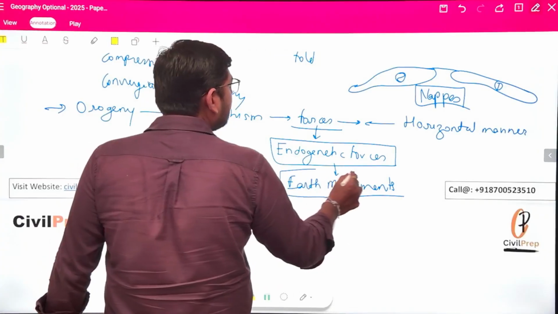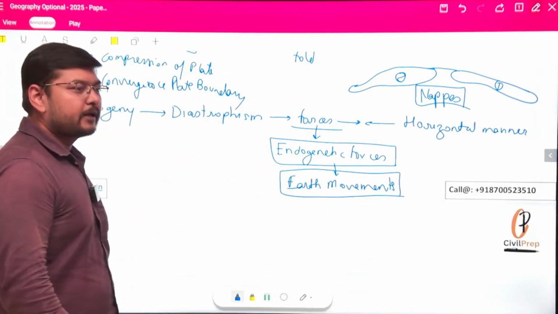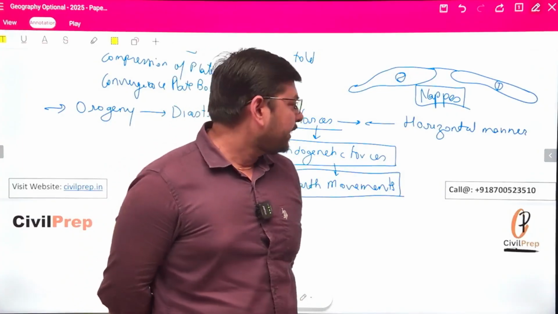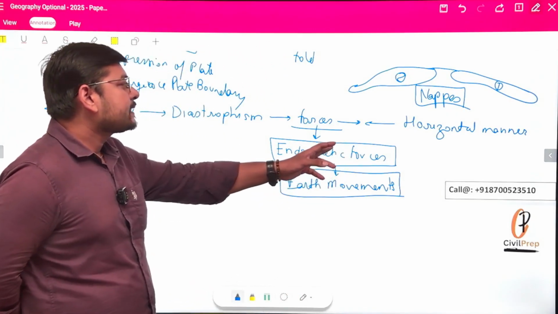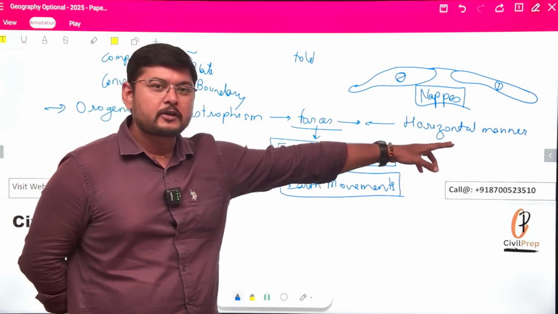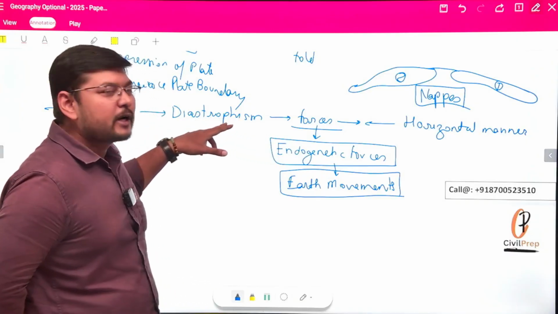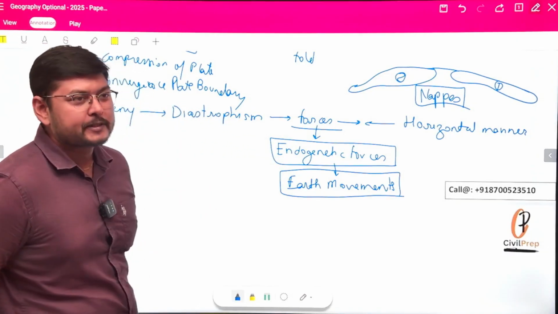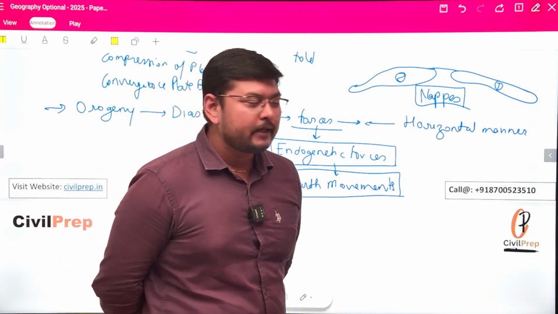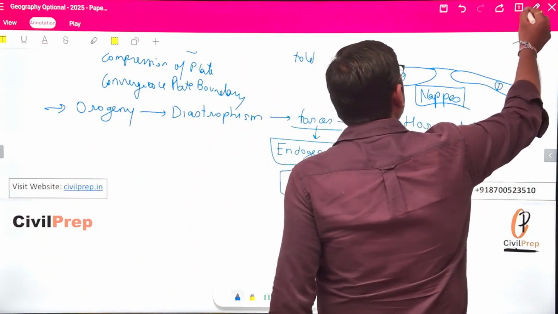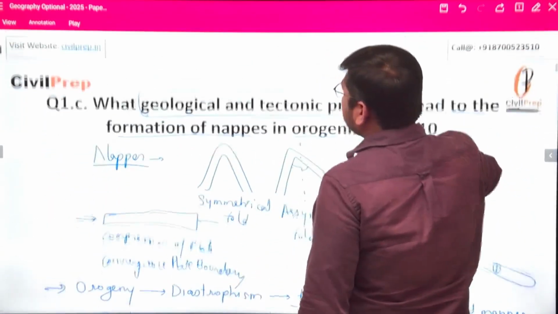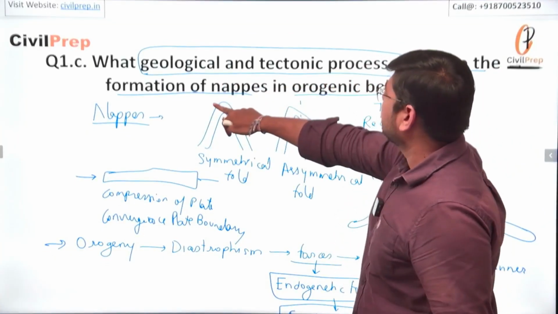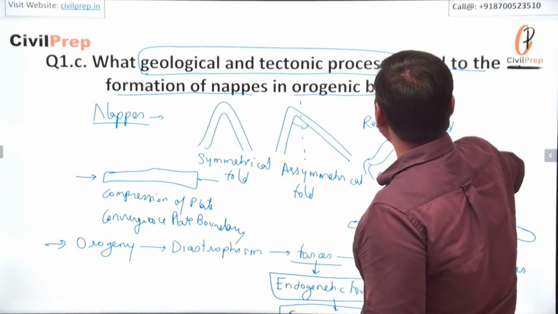Okay, so this is the Earth movement. This is basically the faulting process, which is taking place here. So this is classified as the Earth movement, where the endogenetic processes are acting, resulting into the horizontal movement of forces, which is a part of diastrophism. And under this diastrophism, there is the orogeny process, which is actually a mountain building process. Okay? Now, looking at the question again, what geological and tectonic processes lead to the formation of nappes in orogenic belts.